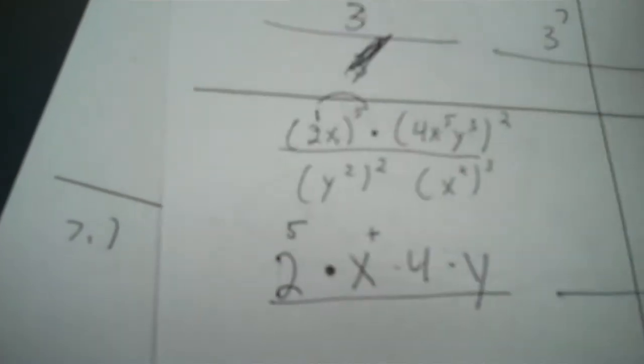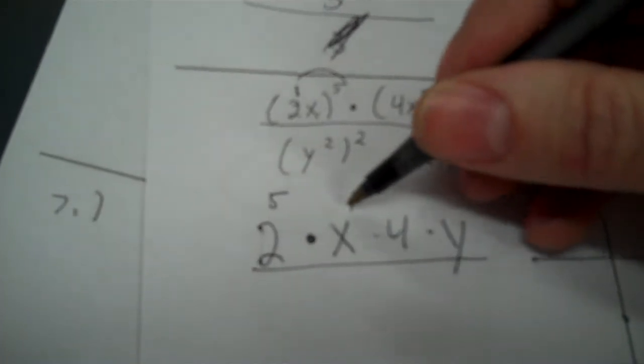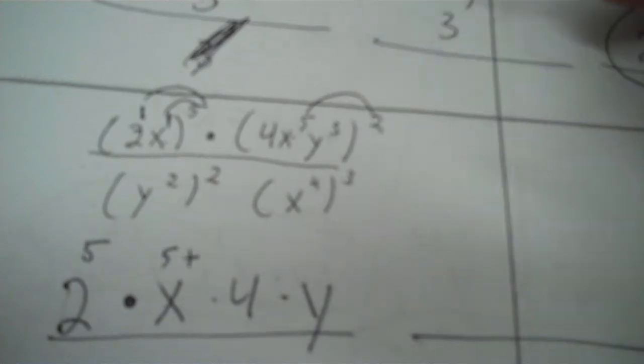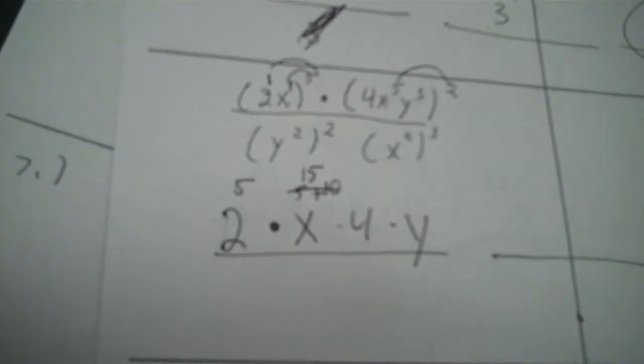So 2 to the 1, 1 times 5 is 5. Now, remember, we have to add 2 exponents to get the x. Here's the first x. It's to the 1, but you got to take 1 times 5. So I put a 5 there. Then I come over here. 5 times 2 is 10. So it's going to be 5 plus 10, which is x to the power of 15.